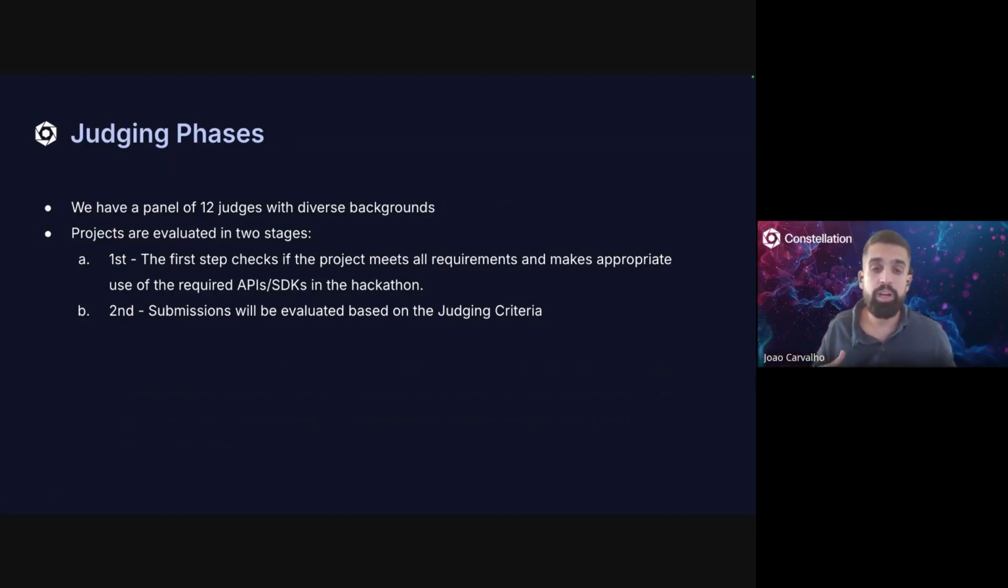The first one is where we are going to take a look at your requirements and make sure that everything is there, that you make appropriate use of the APIs and SDKs, that you submitted all the information that you need, that you have put the installation instructions for your code. It's a public repository. So this is a very important phase, because if you are failing any of these steps, you'll probably not go into the second phase, which is where our judges are going to be taking a look at the submissions and evaluating them according to the judging criteria that Alex is going to explain on the next slide.